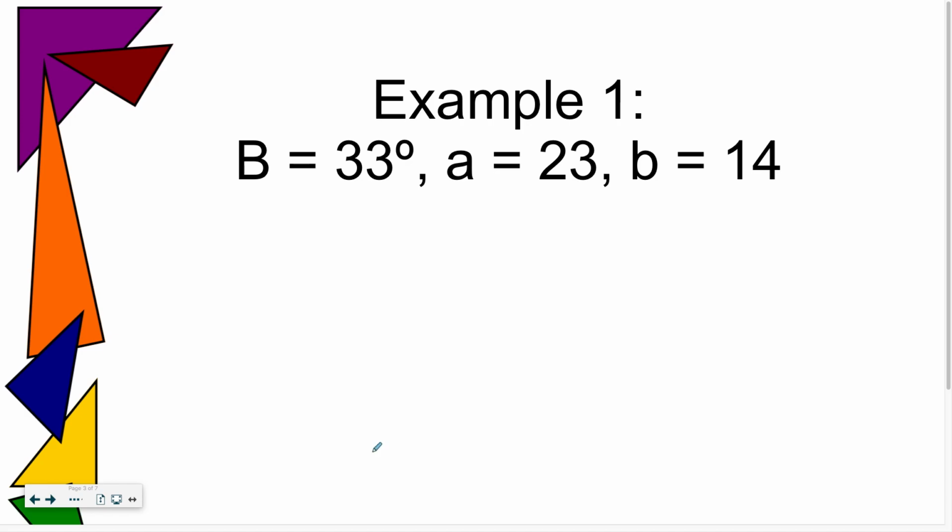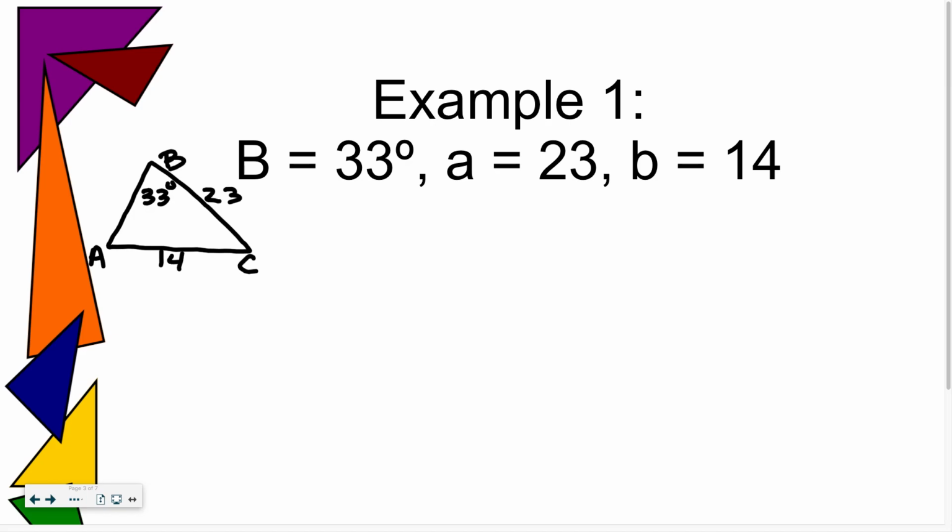For the purposes of notes, I am going to draw a picture. It would be up to you if you felt like you needed to draw the picture on a quiz or a test. You can tell that this one, you can use the law of sines right off the bat because you have angle B and side B. So that's going to be your pair for law of sines.